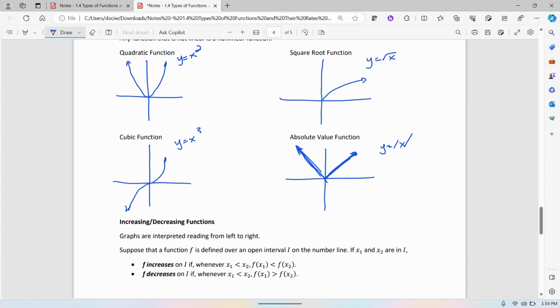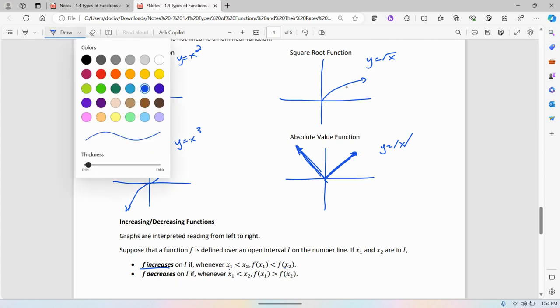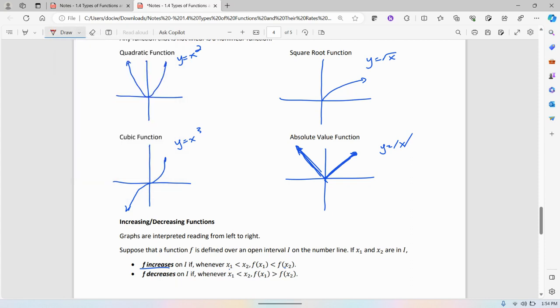That's technically not a linear function. Speaking of increasing and decreasing, very formal definition here of increase and decrease. A function is increasing when, if x1 is less than x2, f of x1 is less than f of x2. Let me make that a little bit more clear. A function is decreasing when, as you read from left to right, the y values decrease. Notice as we go from left to right, the y values are decreasing. On the absolute value function, as we go from left to right, the function is decreasing.